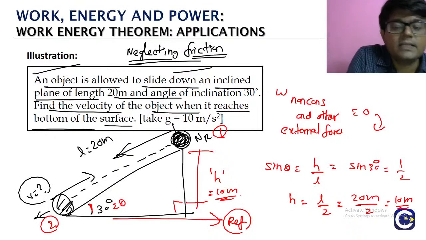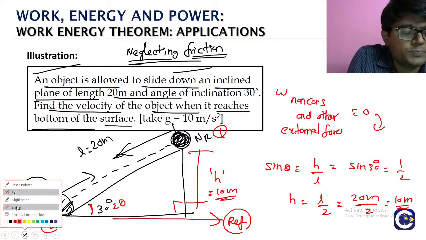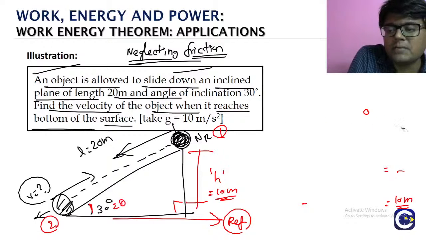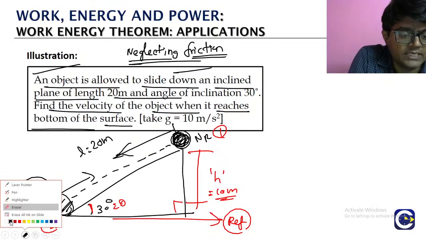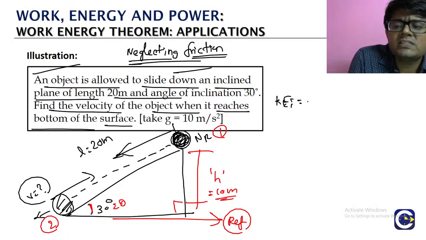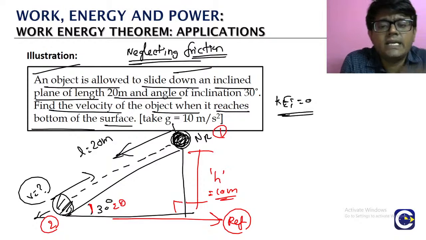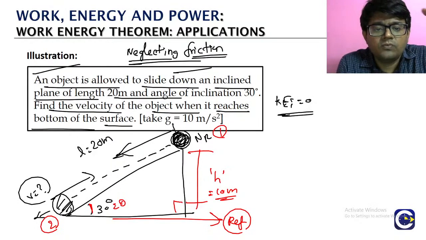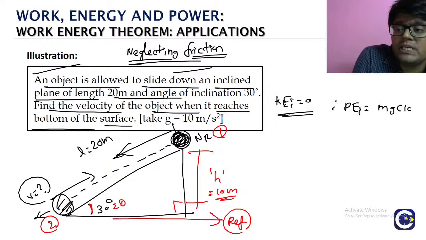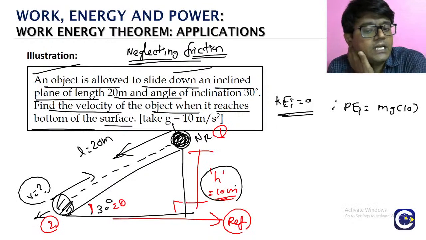So using the properties of triangles, we are able to get the height of that object at the starting point from the reference. Because what do we need? We will require the vertical height for the gravitational potential energy calculation. Now look, what is the initial kinetic energy? 0, because they are saying the object is allowed to slide down. So when it starts from there, the initial kinetic energy is 0. The mass of the object is not given, so let us consider m into g into 10, because it is at a height of 10 meters above the reference.